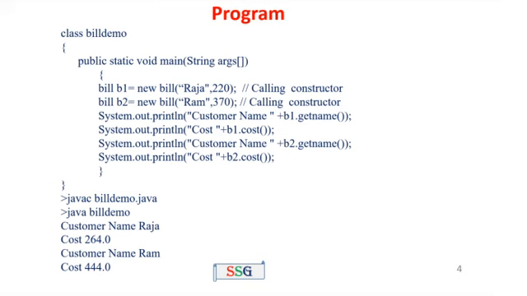Now we have to compile the program. javac BillDemo.java, java BillDemo. Customer name Raja, cost equal to 264. The second object's customer name is ram, cost equal to 444.